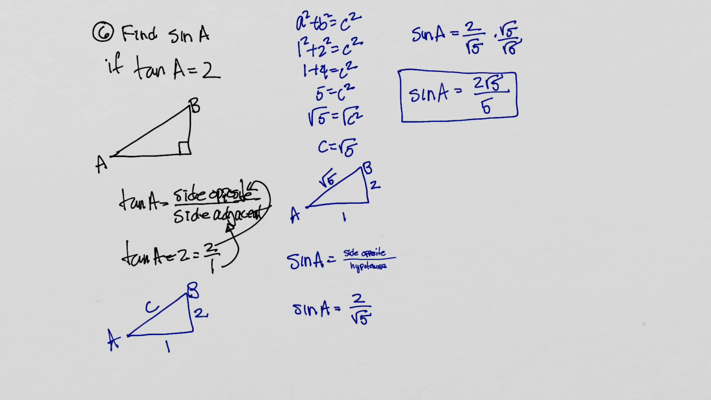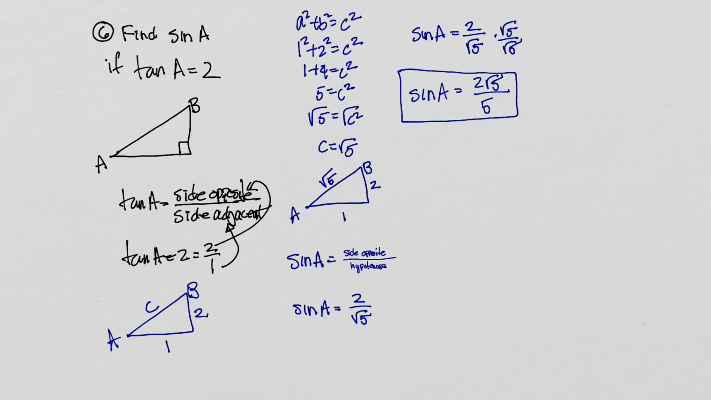Now here in problem 6, we want to find the sine of A if the tangent of A is 2. So here's all we know. We know that the tangent is 2, so let's just draw a triangle here. Now the tangent by definition, here's A, is the side opposite over the side adjacent. Now we're given that the tangent of A is equal to 2.